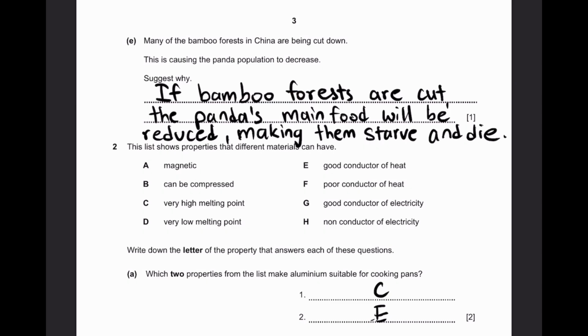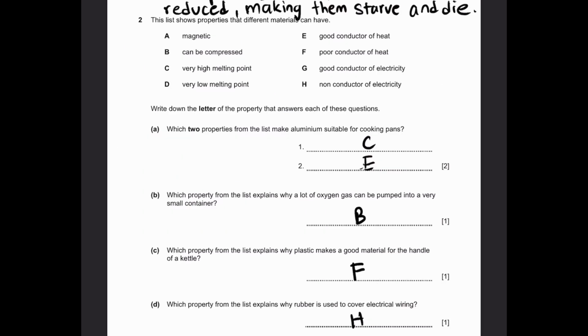That's the answer. Question 2. This list shows properties that different materials can have. A. Magnetic. B. Can be compressed. C. Very high melting point. D. Very low melting point. E. Good conductor of heat. F. Poor conductor of heat. G. Good conductor of electricity. H. Non-conductor of electricity. Write down the letter of the property that answers each of these questions.